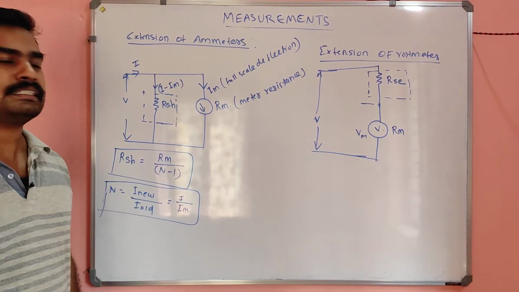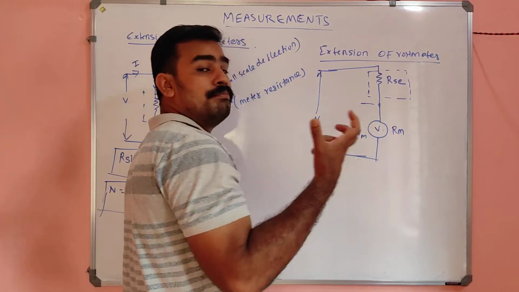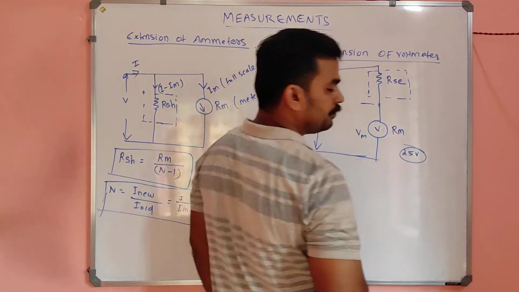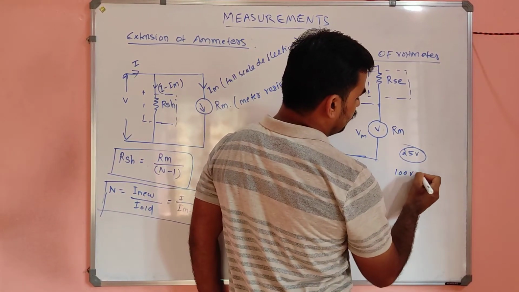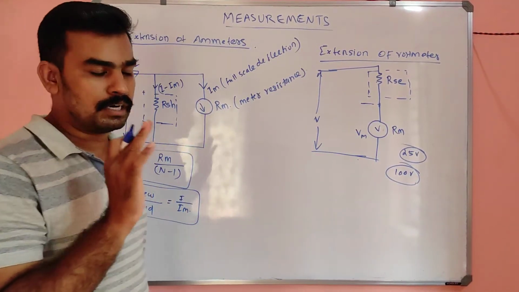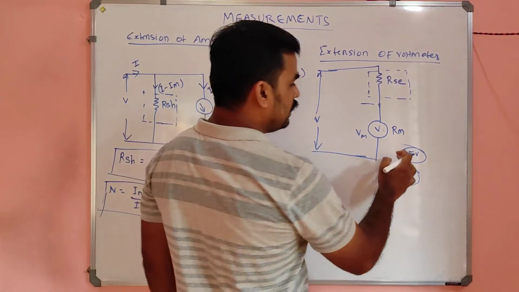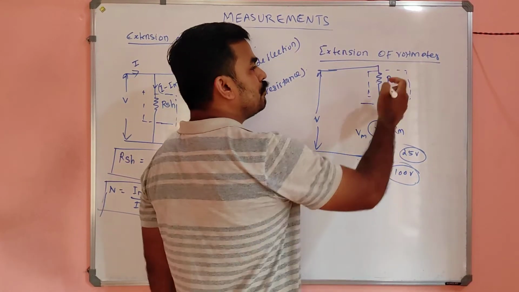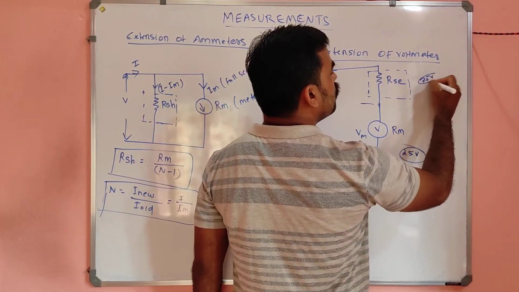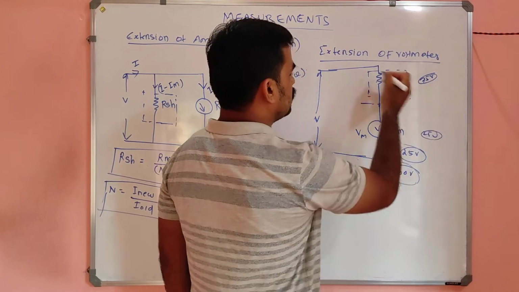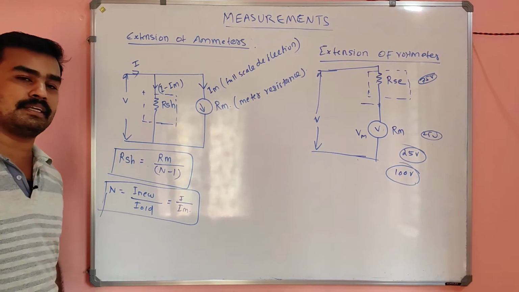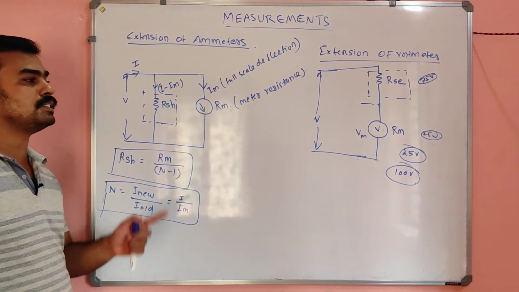Suppose the meter can measure a maximum of 25 volt. You assume we have to measure 100 volt. So what we have to do? The meter can read a maximum of only 25 volt, so the remaining 75 volt should be carried by some resistance in series. This carries 75 volt and the meter carries 25 volt, so maximum you can measure 100 volt by using this technique.